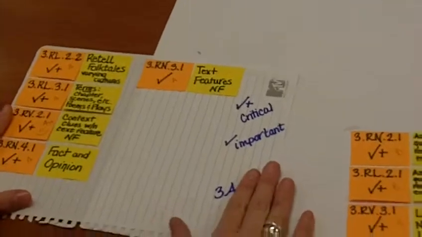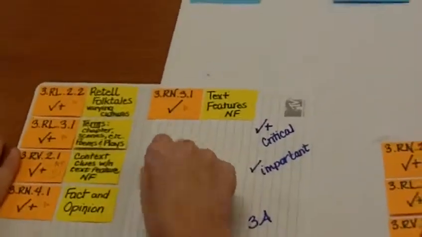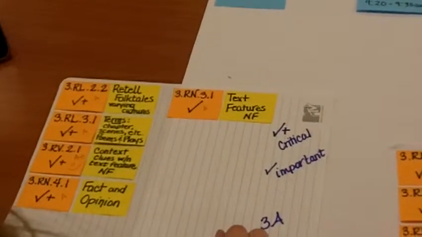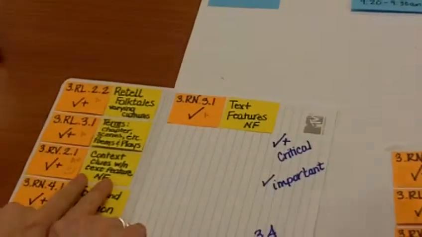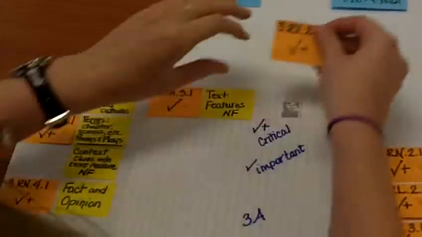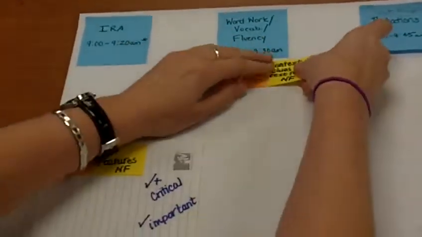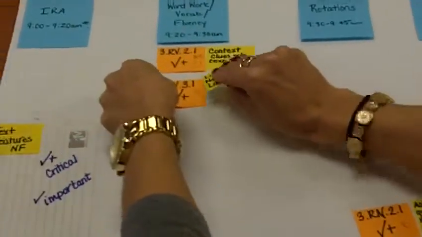So I'm thinking the text. No, that would probably go more with our, do you have any RV rotations, vocabulary? I do. Context clues with text features. Okay, let's put that up there. And then I have RV 3.1, which is literal and non-literal.